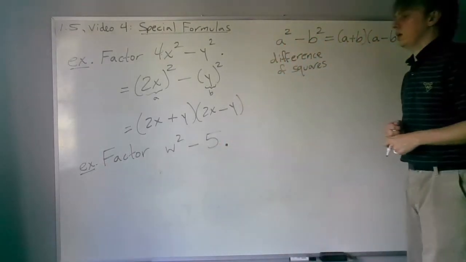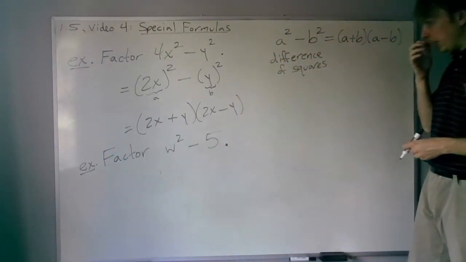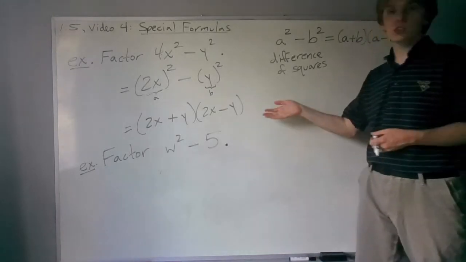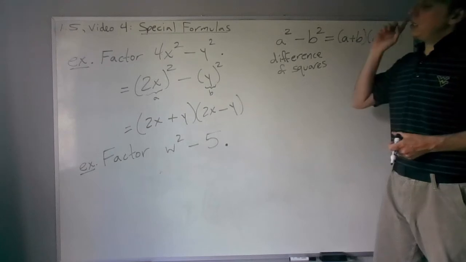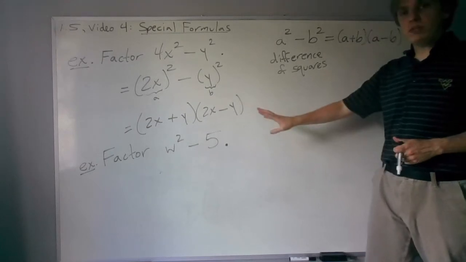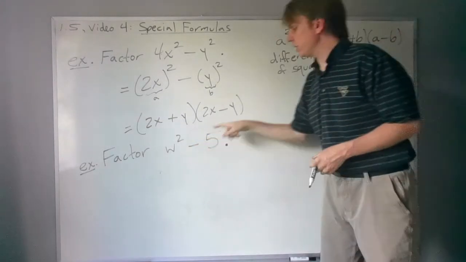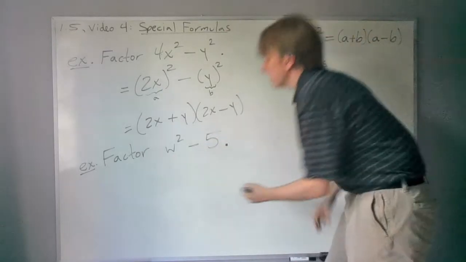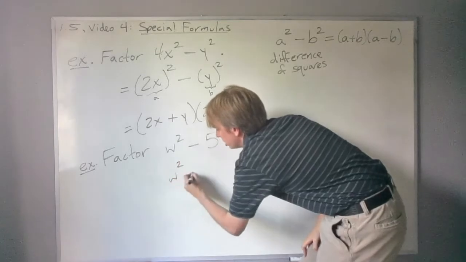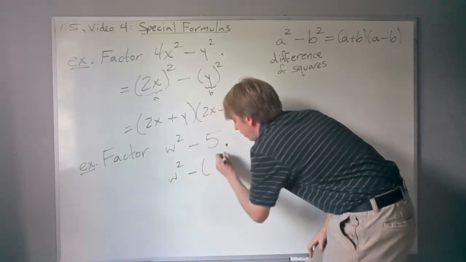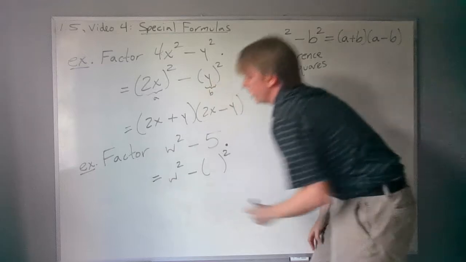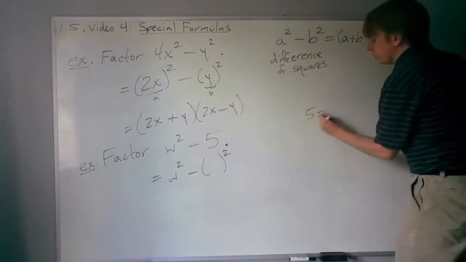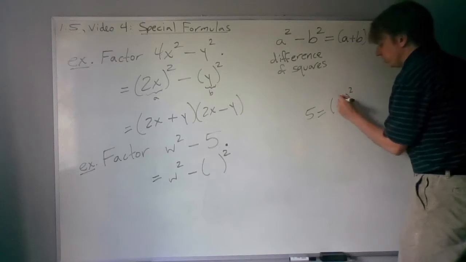Factor w squared minus 5. At first glance, this looks like this is not a difference of squares, because 5 is not a square. But maybe we can finagle it. It does look like a square minus something, and this something is just a number. If I can rewrite the number 5 as something squared, then I'm in business. I could do the same thing I did in the last problem. And the idea here is, when is 5 equal to mystery number squared?